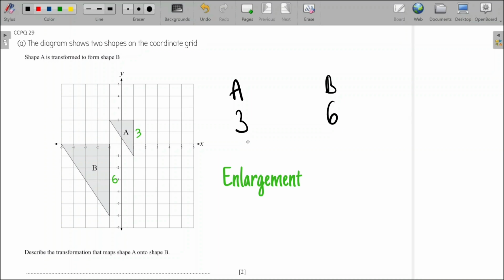And A is increasing to form B. And to know the increase is not by addition, it's by multiplication. So we'll consider what we're going to multiply by 3 to give us 6. We know it's 2. So 3 times 2 will give you 6. So the scale factor of enlargement of triangle A onto triangle B is 2. So we know it's enlargement on a scale factor of 2.